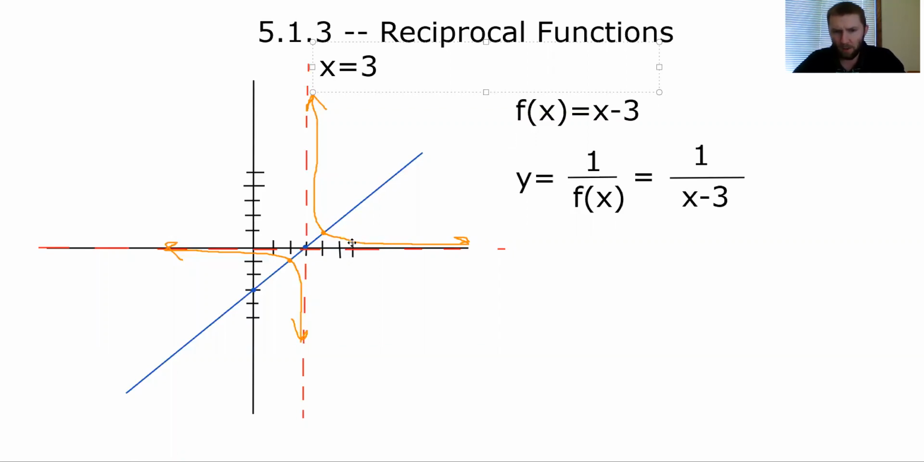Also, I want you guys to notice that these two coordinate points that I graphed here happen to be on the blue line, the original blue line. The only reason that's true is because those are the values where my original function equaled 1. When x was 4, my original function equaled 1. And going the other way, my original function equaled -1 when x was 2.